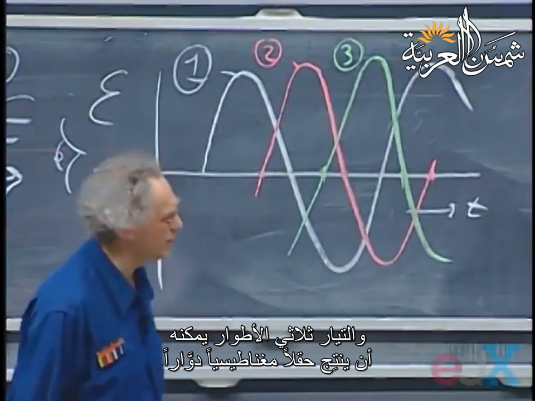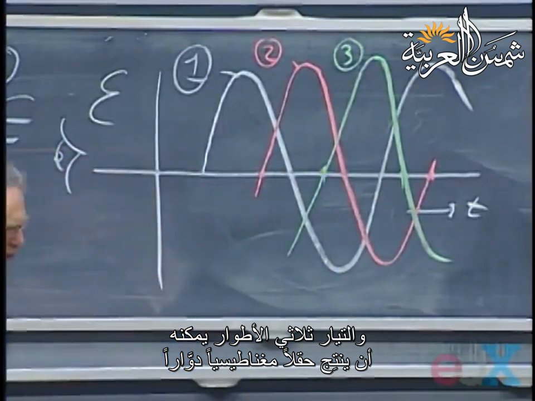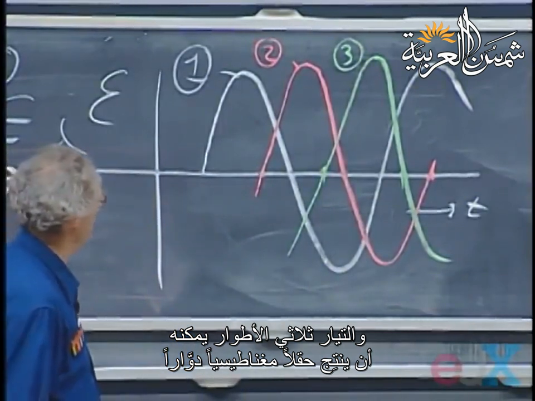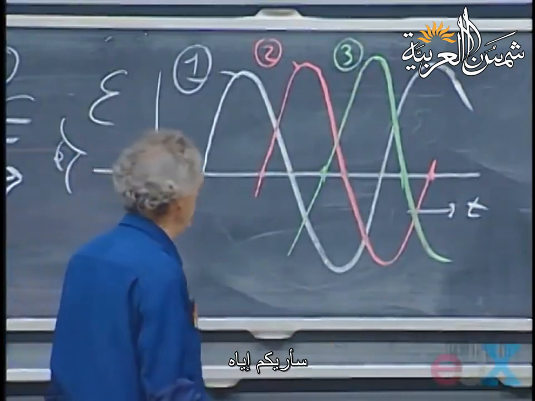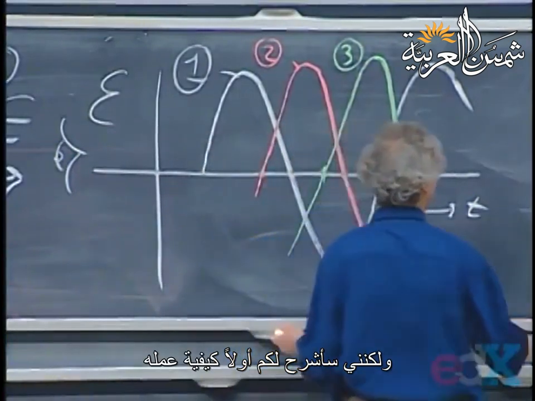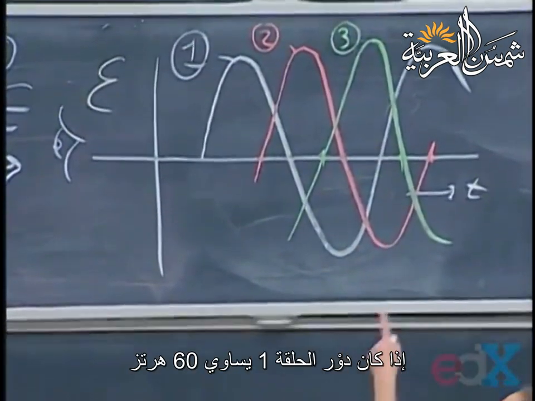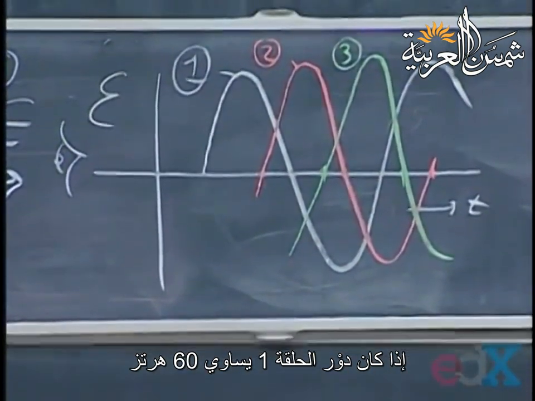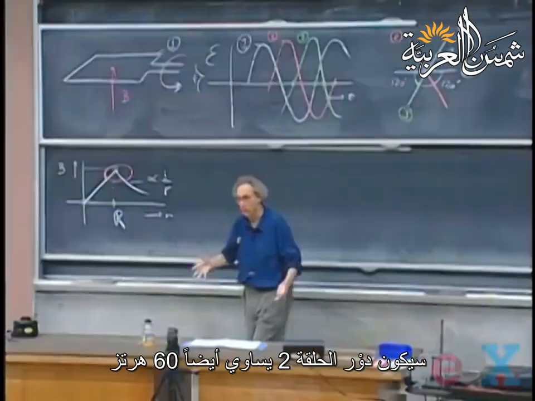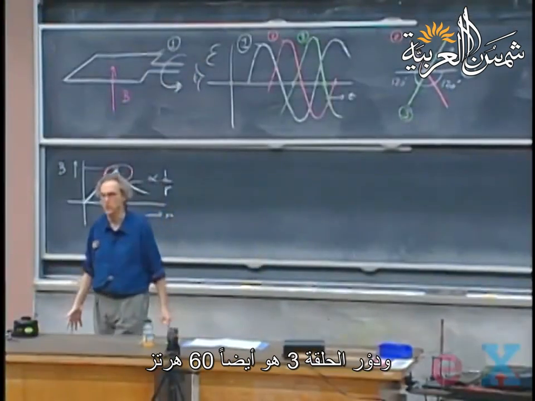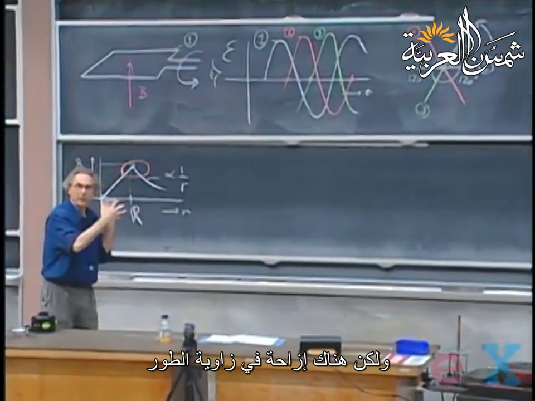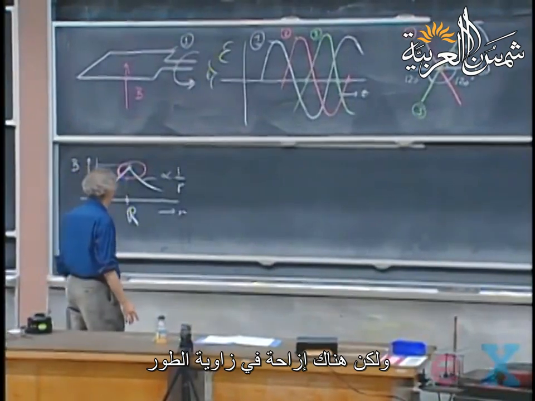And a 3-phase current can produce a rotating magnetic field. We will make one for you, but I'll first explain to you how that works. So if the frequency of number 1 is 60 Hertz, then the frequency of number 2 is also 60 Hertz, and number 3 is also 60 Hertz, but they're just offset in terms of the phase angle.